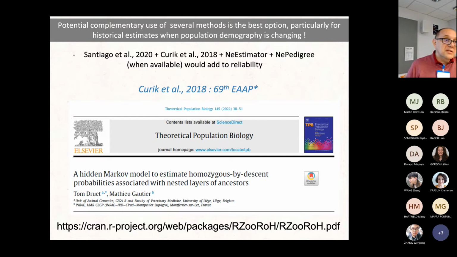But of course, this demography is very nicely derived from Santiago. Also, one thing: Tom has his program which is called ROH, which is a very, very nice program.